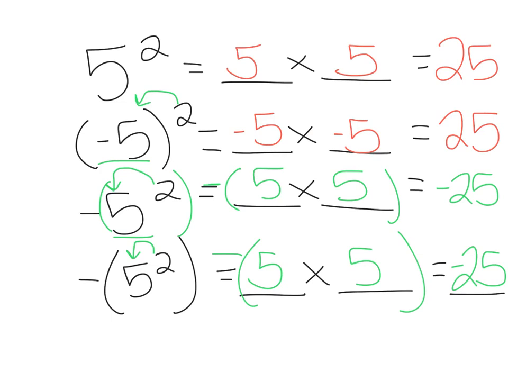So you've got to think about what the exponent is kissing and what it's right next to. For the top one, it was just kissing the 5. The second one, it was kissing all of -5 together. That's why we did -5 times -5. The next one, it was just kissing the 5, so we did 5 times 5, and then our answer became negative. Same thing with the last one.